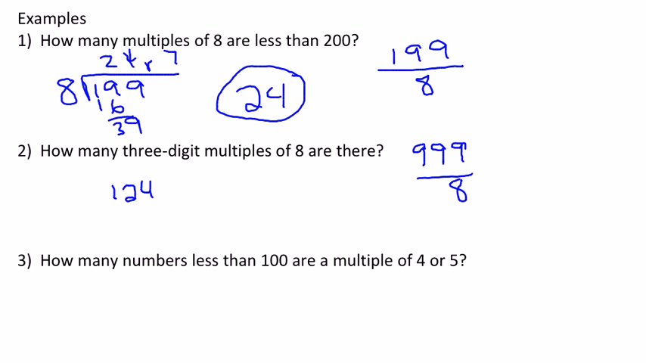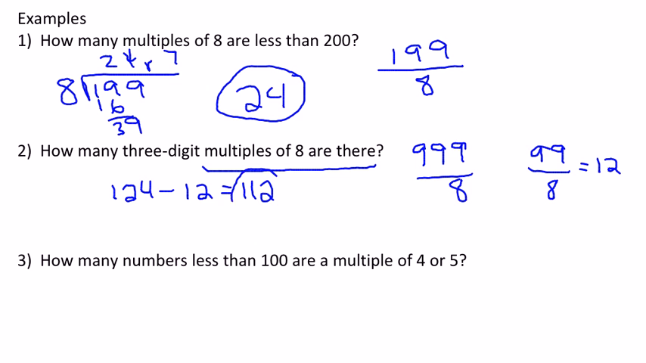Well, 124 is not your answer, because that includes some multiples of 8 that are not 3-digit numbers, which are those that are less than 100. So you divide 99 by 8. 99 divided by 8 is 12 with a remainder 3. And so you're going to end up with 124 minus 12, which equals 112. And so there are 112 3-digit multiples of 8, or 3-digit numbers that are divisible by 8.